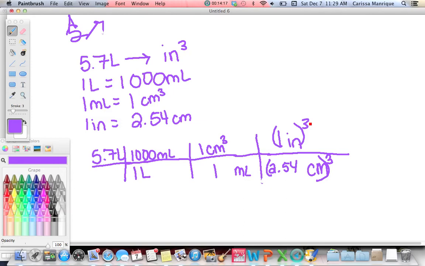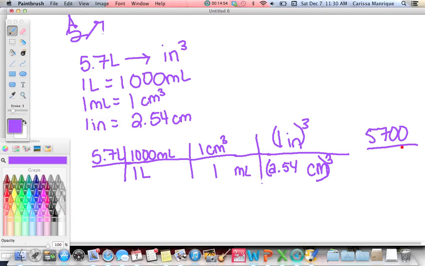Okay, so let's see what we have. Now we have 5.7 multiplied by 1,000 times 1 times 1. And then we're going to divide that by 2.54 cubed. So I have 5.7 times 1,000. That's going to be 5,700. We're going to divide this by 2.54 cubed.